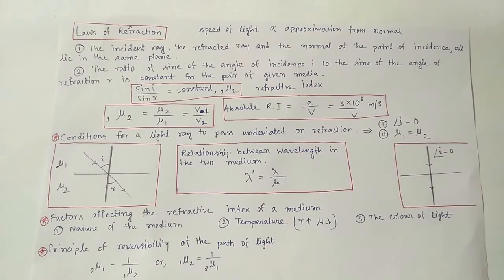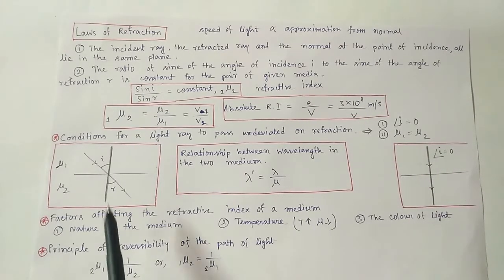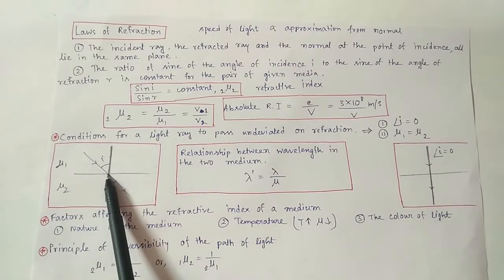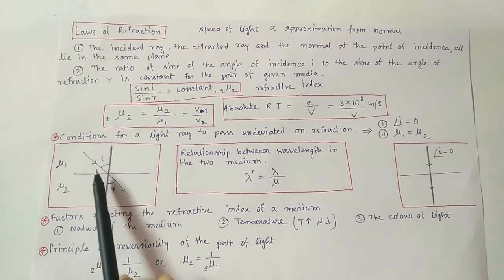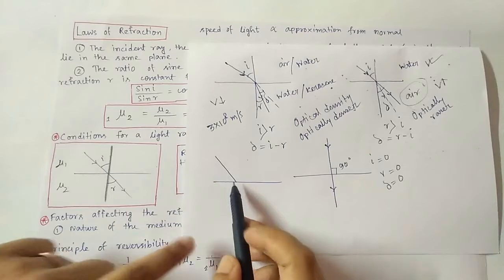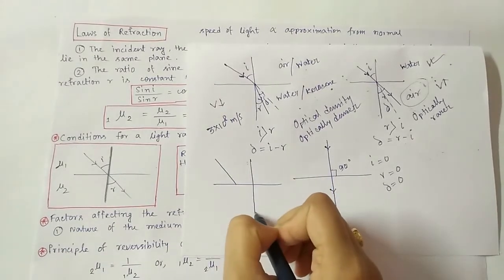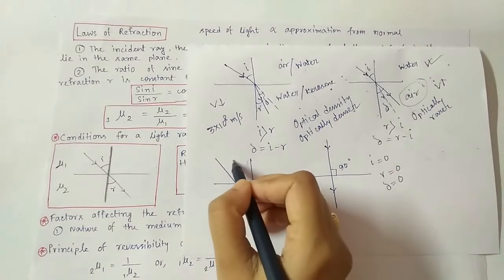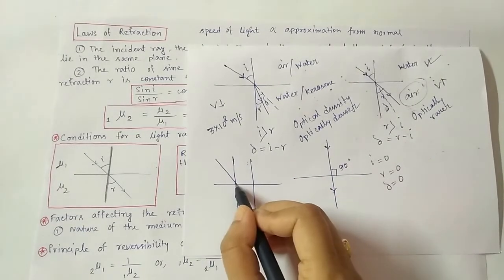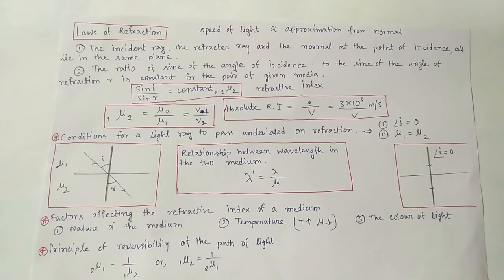And one thing I have to say is that you will draw the normal only at the point on which the light is incident. If the light is incident at this point, you cannot draw the normal here. You just have to draw the normal at this point, covering the point of incidence.